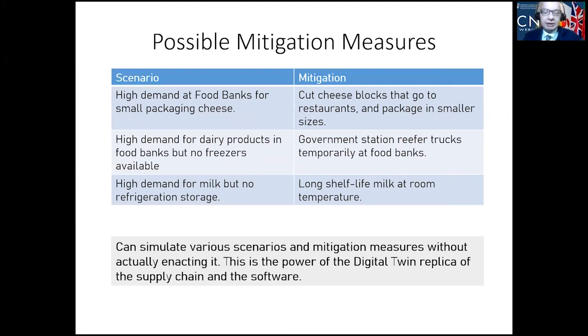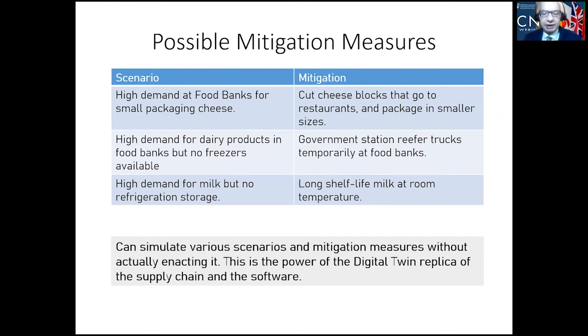Another case is high demand in dairy products, but with limited freezers available, it's a problem. In this case, we could model government purchased reefer trucks that could be temporarily stationed at food banks, or a change to long shelf life milk, which, for example, there is in Asia and also in Europe, which can be stored at room temperature to account for high demand for milk without refrigeration storage. So we can simulate these different scenarios and mitigation measures without actually enacting them.